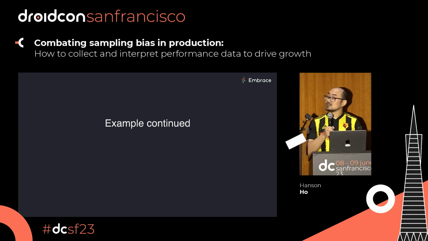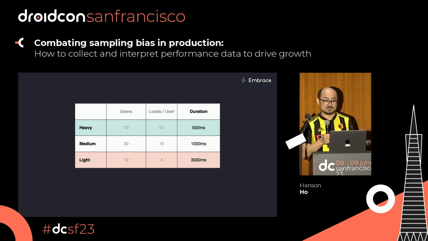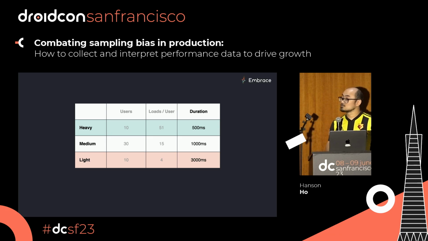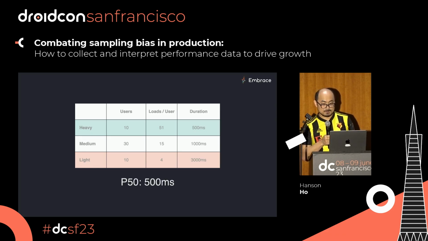Let's revisit the previous example. We're going to add duration to what the users are experiencing for loads. With my previous experience, heavy users get faster loads and light users get slower loads. This is what you get. And let's examine the percentiles and the aggregate metrics, shall we?